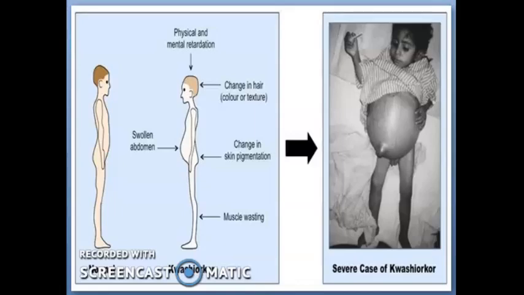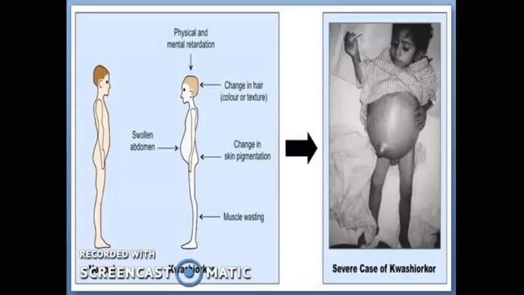Kwashiorkor: small children who are not taking food properly get swelling in the abdomen. Abdomen means the stomach, the region below the stomach we call the abdomen. That abdomen becomes swollen. Swollen means larger in size. If you see a severe case of kwashiorkor, in that person the abdomen becomes more and more like a balloon, right? So the person has to take more proteins, right children?